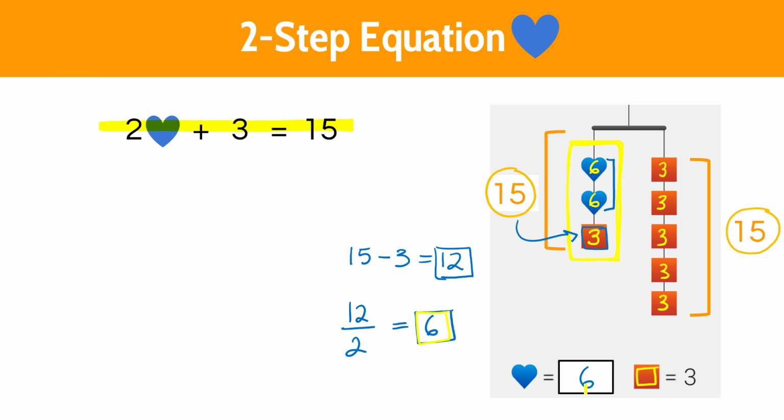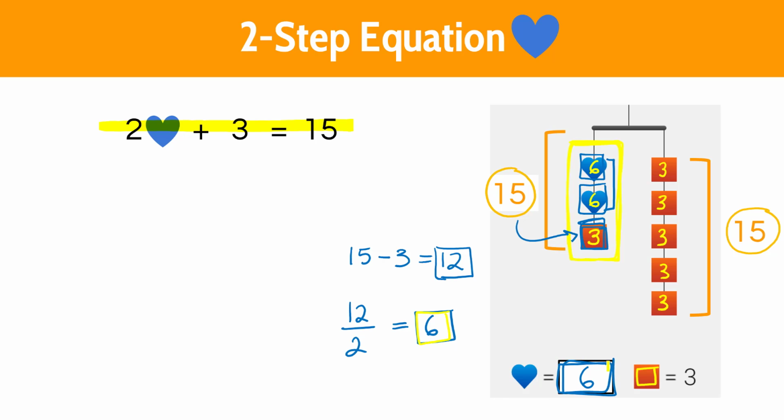We could double check our work. Let's add everything on the left and see if it makes up 15. On the left we have 6 plus 6 is 12, plus 3 is 15. So the left-hand side equals 15 and the right-hand side equals 15. So we have solved this equation. We figured out the value of the heart. The value of the heart should be 6 pounds.